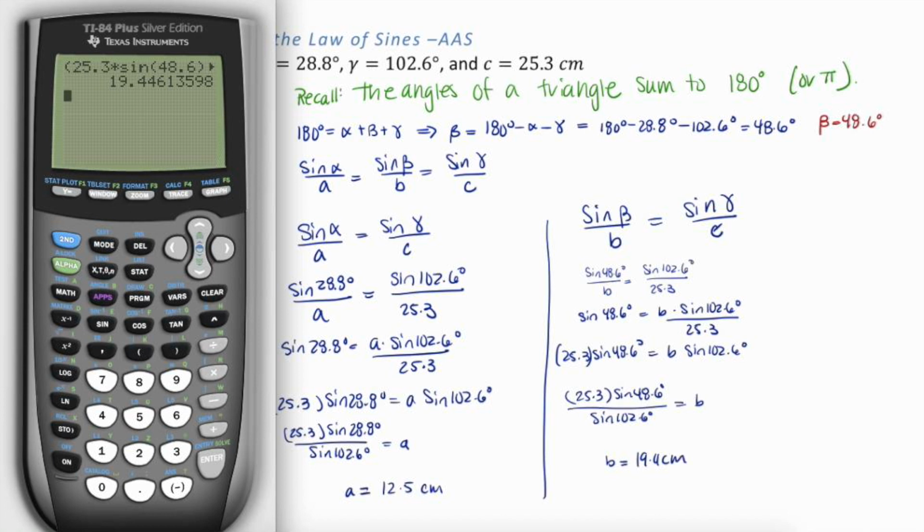So we have finished solving everything. We know that A equals 12.5 centimeters, B equals 19.4 centimeters, and beta equals 48.6 degrees. Let's look at the next page.